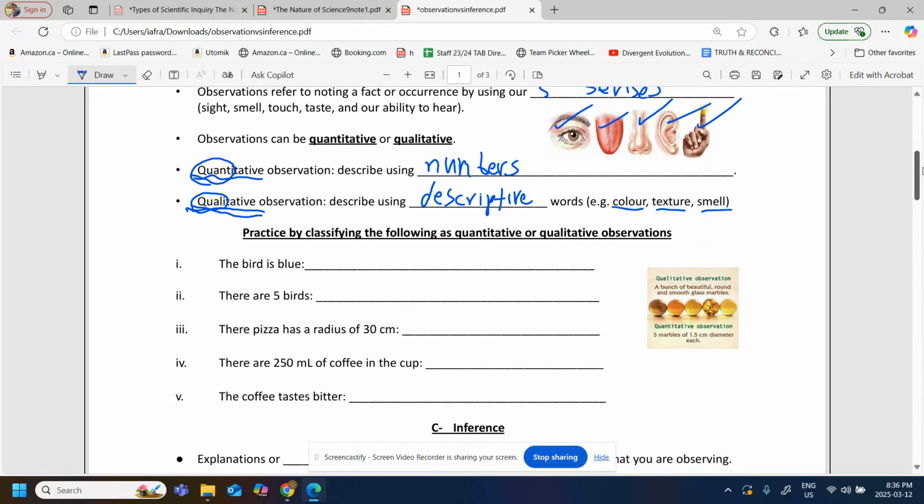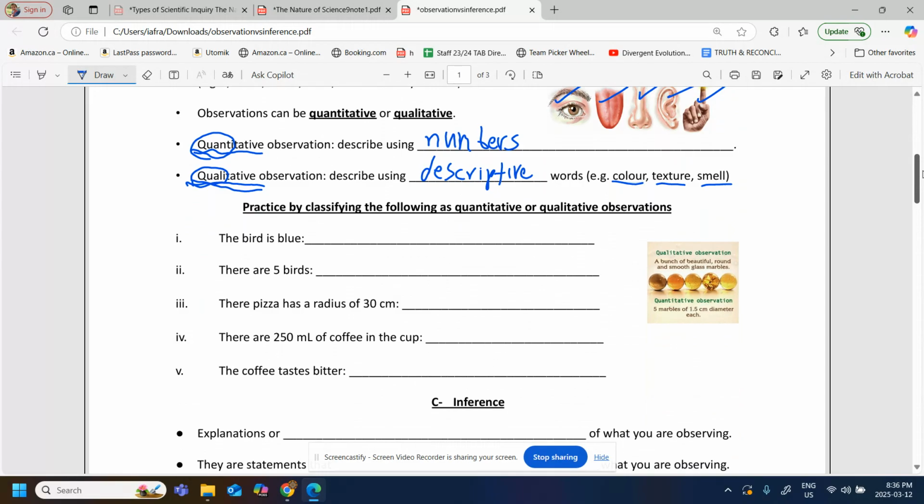So what I'd like you to do in this practice problem here is classify the following observations as being quantitative or qualitative observations. Pause the video, try it out, then we'll take it up. The bird is blue. You're describing the color of the bird with words. That is more qualitative. There are 5 birds. You've counted 5 birds as a number, so that's more quantitative.